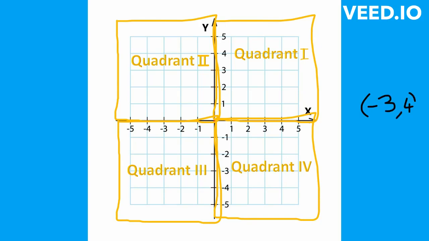Where does the point -3, 4 lie? Can you think? The x coordinate is negative here and the y coordinate is positive. It is this particular area, negative x and positive y. The area enclosed by these two is quadrant 2, so it falls into quadrant 2.